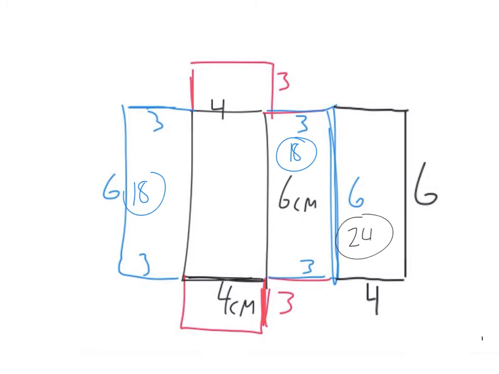centimeters squared. Oh, our bottom right here was also 6 by 4, so that's 24 centimeters squared again. And then here we've got a 4 by 3 and a 4 by 3. Both of those are going to be 12 centimeters squared. 4 times 3, right? And 12 again.